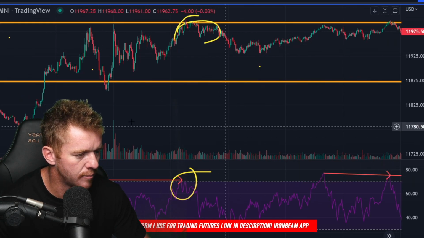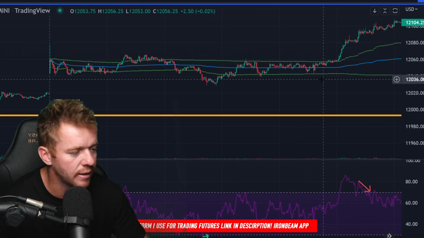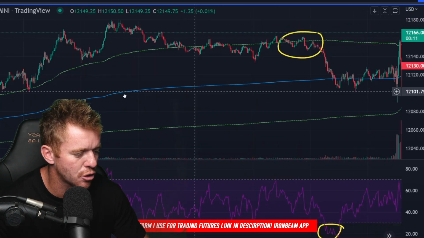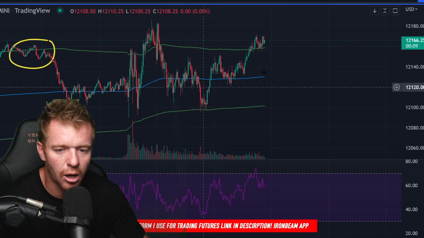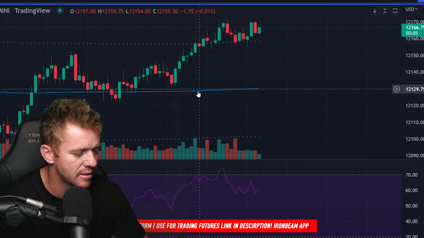Same thing here. Multiple times, that RSI just pinging. So giving me a good idea, like, okay, Patrick, do I want to be getting short? If I'm going to be long at this level, do I want to wait for a pullback? And that's exactly what we got. So we had that pullback.